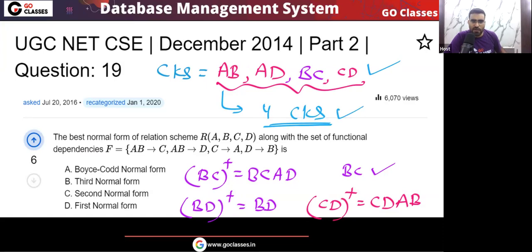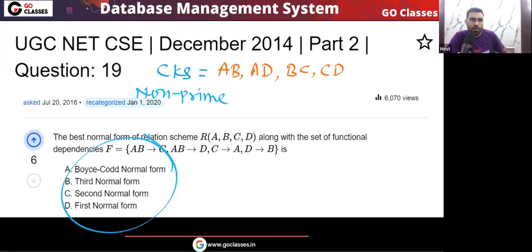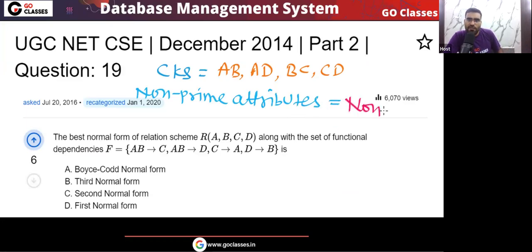Now, after finding the candidate keys, what are the prime and non-prime attributes? See, AB is a candidate key, AD is a candidate key, BC, CD. These are the candidate keys. To check for normal form, we will find the non-prime attributes. What are the non-prime attributes? None of them. Every attribute is part of some candidate key. So there is no non-prime attribute.